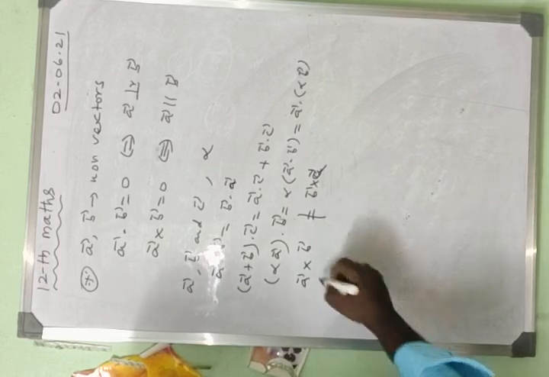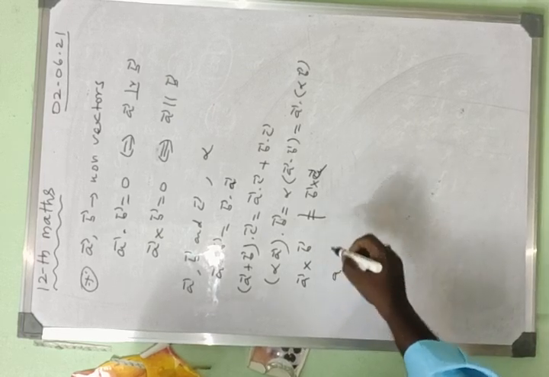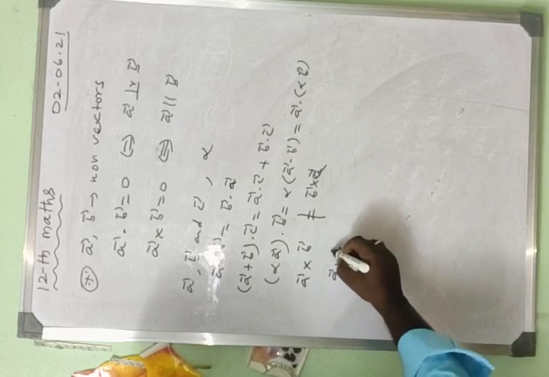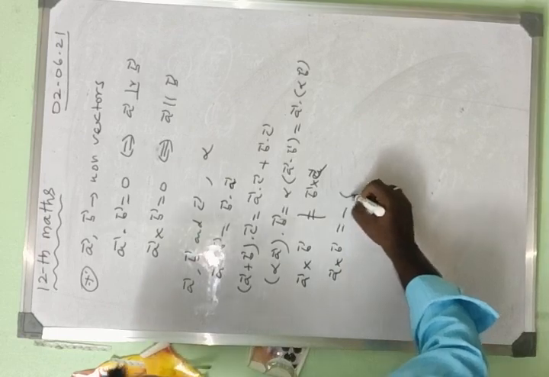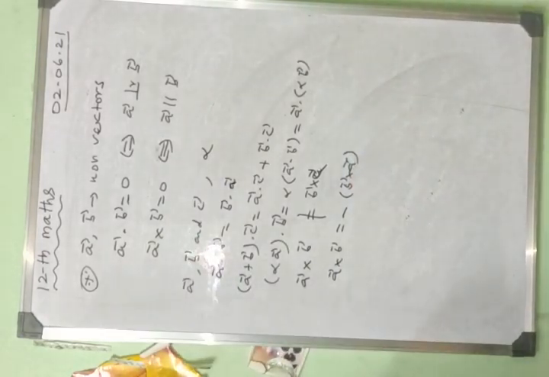Suppose we change the direction, then the values are equal but the direction changes. Vector A cross vector B is equal to minus of vector B cross vector A, like this, right? This is a very, very important result. See here. Next we see example 6.1, very, very important sums.